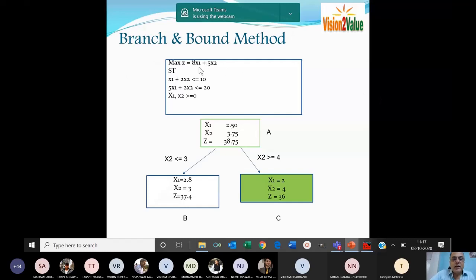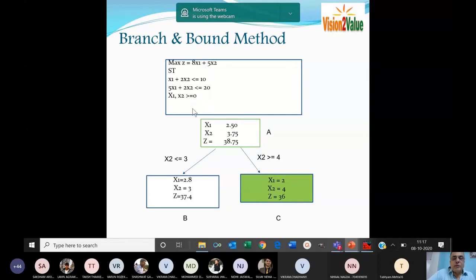that LP problem. So in the top block here, maximize Z equals 8x1 plus 5x2 subject to x1 plus 2x2 is less than or equal to 10, 5x1 plus 2x2 is less than or equal to 20, and xi, this means x1 and x2, greater than or equal to 0. This is the LP problem.